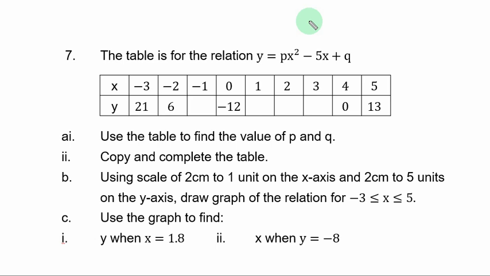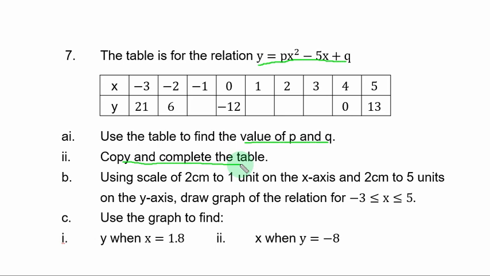Question 7. The table is for the relation y equals ps squared minus 5s plus q. The table is there. You have the s values from minus 3 to plus 5. Then you have some missing values for y that you have to solve for. A part, figure 1. Use the table to find the value of p and q. Remember figure 2, copy and complete the table.